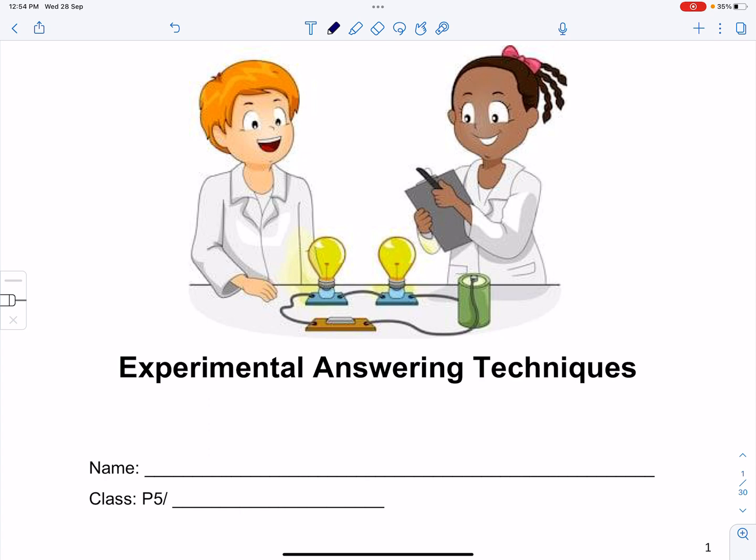If you were to realize in Primary 5, you have a lot of questions that are based in the form of experiments. They'll give you some experiments, and then from there, they will query you on certain concepts. So we're going to look at the different types.